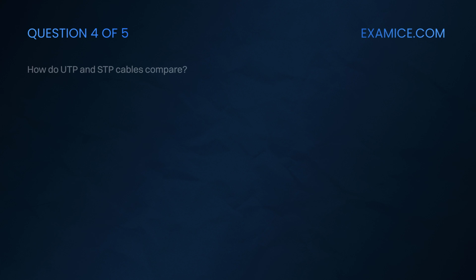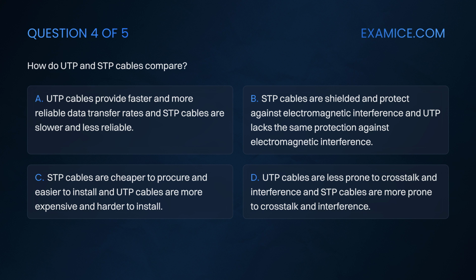Question 4. How do UTP and STP cables compare? Option A. UTP cables provide faster and more reliable data transfer rates, and STP cables are slower and less reliable. Option B. STP cables are shielded and protect against electromagnetic interference, and UTP lacks the same protection against electromagnetic interference. Option C. STP cables are cheaper to procure and easier to install, and UTP cables are more expensive and harder to install. Option D. UTP cables are less prone to crosstalk and interference, and STP cables are more prone to crosstalk and interference.